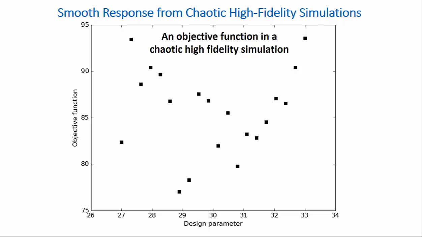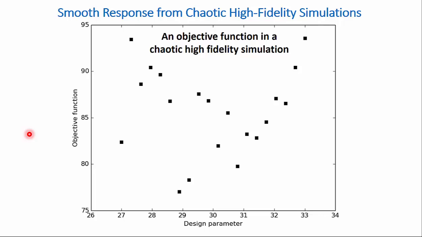And once you simulate a chaotic phenomenon, if the simulation is chaotic, this is a typical response you're going to get. So this is the objective function measuring how good your design is. And the x-axis is a design parameter. So if you want to say, okay, what is the trend of this objective function as my design parameter increases? If you just look at that, it's very hard to tell, right?